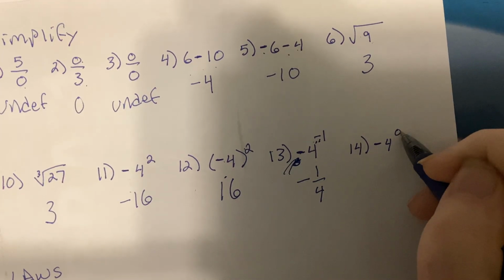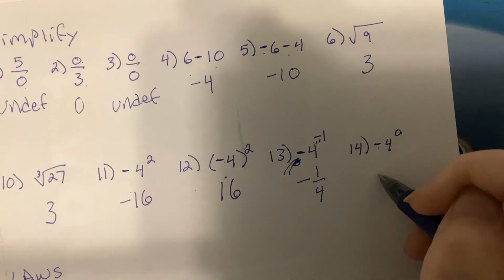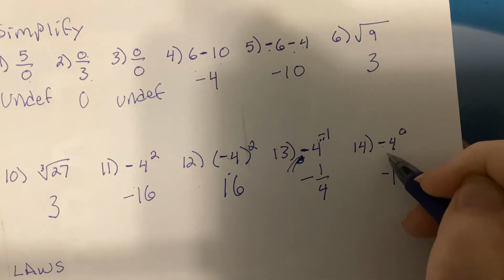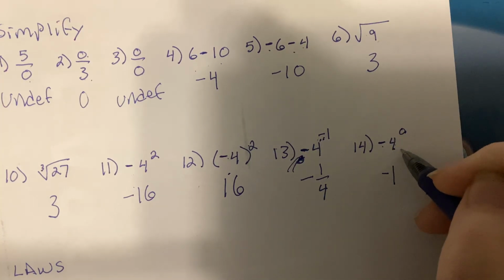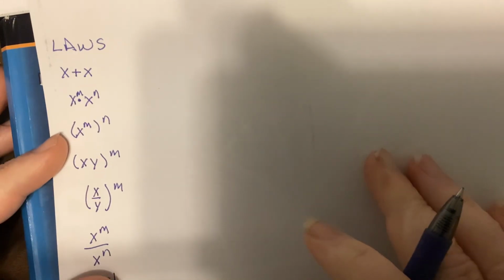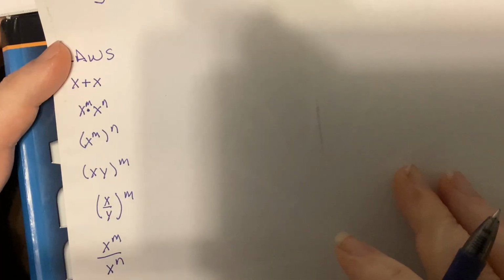Now, anything to the 0 power is 1. The opposite of 1 is negative 1. It's not in parentheses. If it was in parentheses, then it would be positive 1. Now, you need to know your laws of exponents. That's the next part of the first part of the final.